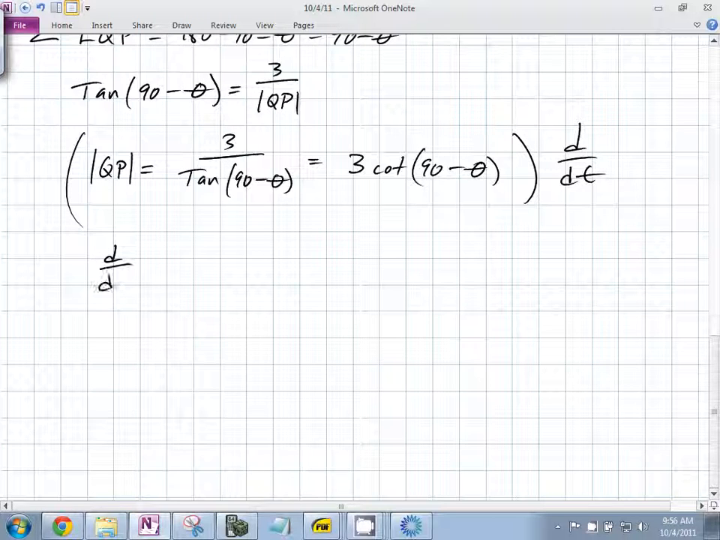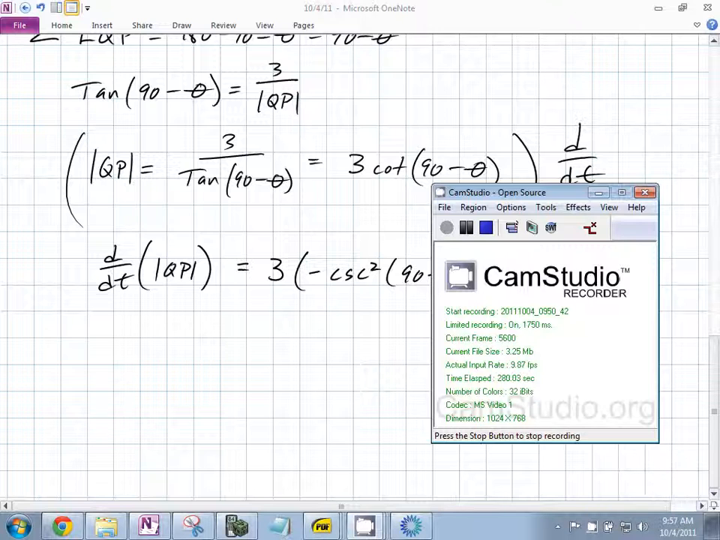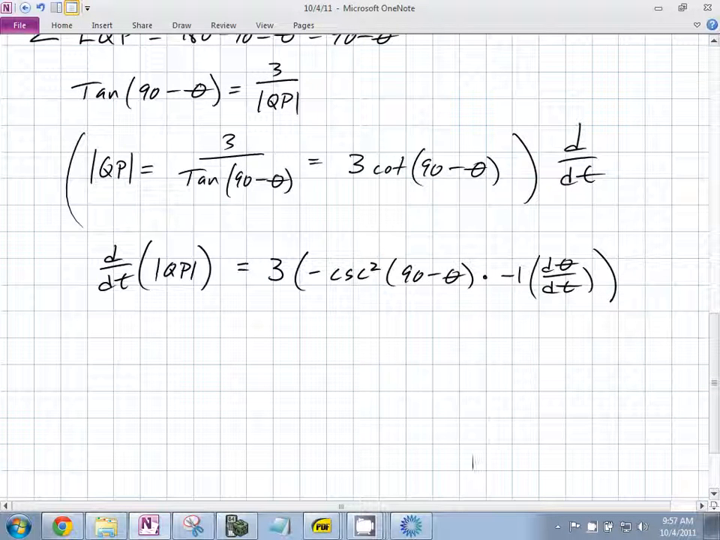What does the left become? d/dt of QP. That's what we're trying to find. I'm putting parentheses so it's easier to see. This is 3 times, what's the derivative of cotangent? Negative cosecant squared times what? What's the derivative of cotangent? Is it just negative cosecant squared? So sad. I'm making a sad face right now, because we forgot the negative to begin with, right?